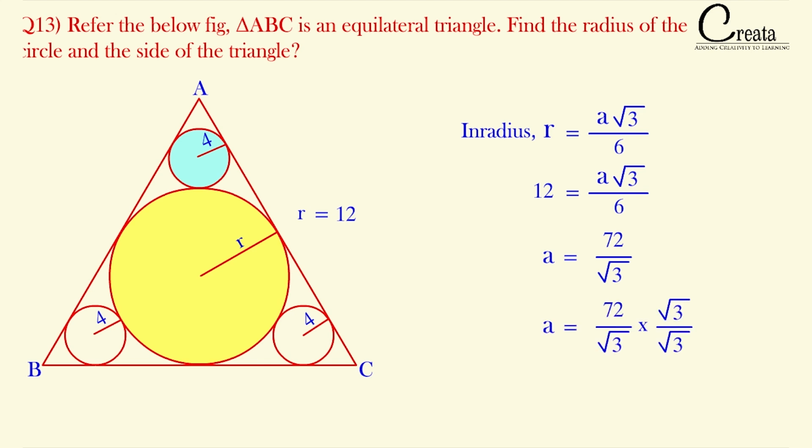Let's multiply root 3 in the numerator and denominator. We got the answer as 24 root 3, that is the side of the equilateral triangle. Got it? This is the answer. Okay, very easy. Got it?